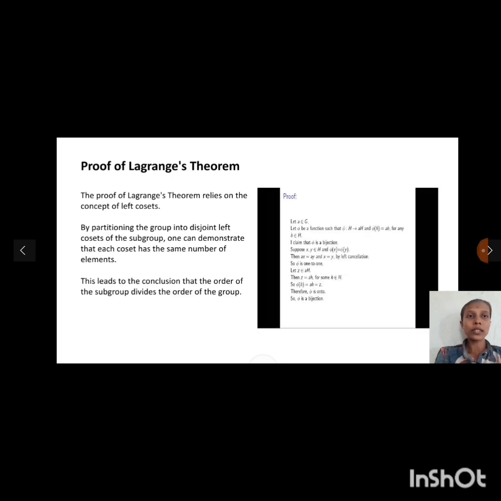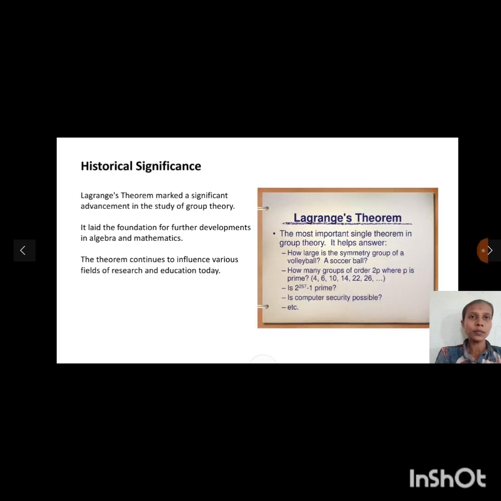Proof of Lagrange's theorem. The proof of Lagrange's theorem relies on the concept of left cosets. By partitioning the group into disjoint left cosets of the subgroup, one can demonstrate that each coset has the same number of elements. This leads to the conclusion that the order of the subgroup divides the order of the group. This is the proof.